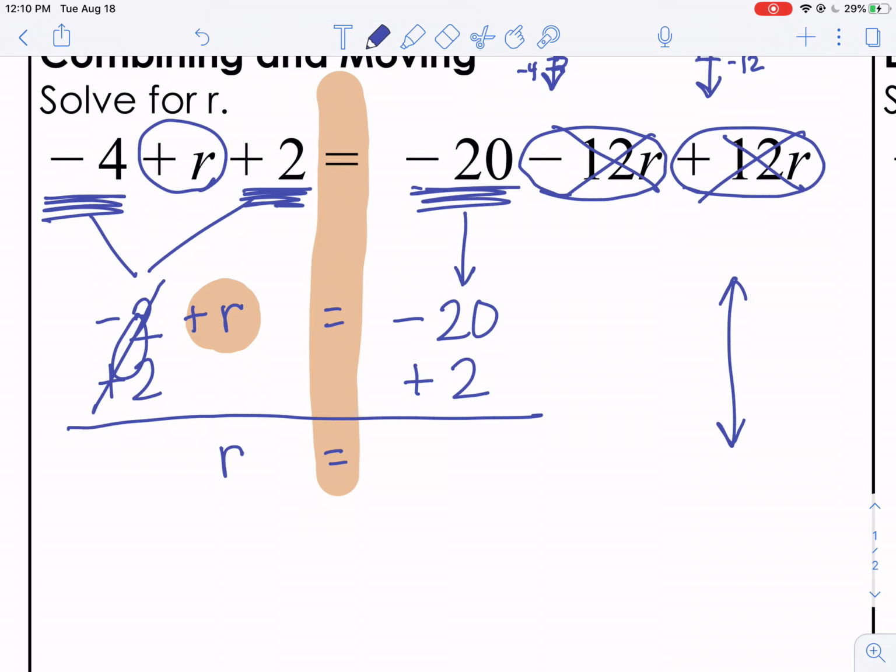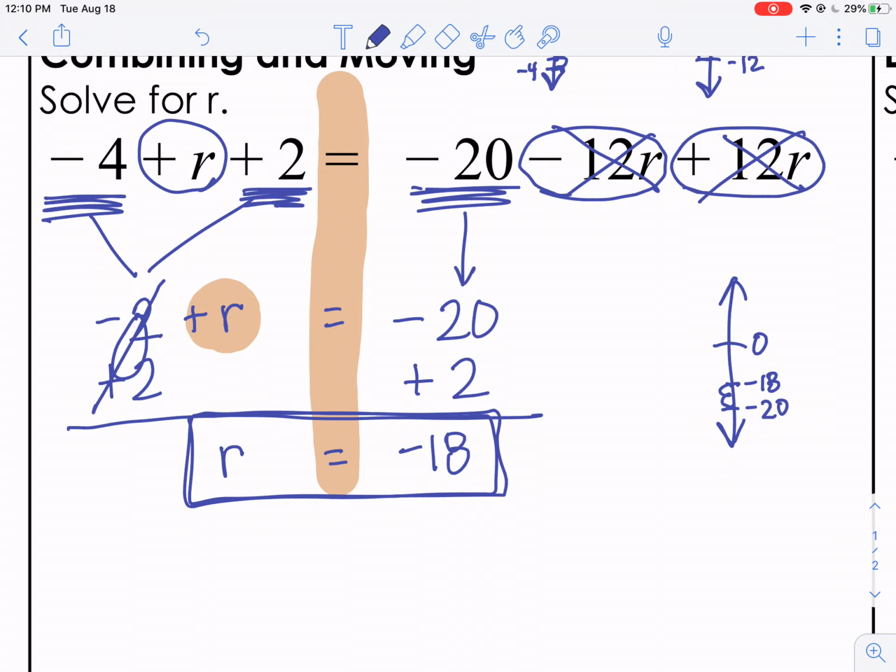So I'm at negative 20, here's 0, negative 20, and I go up 2, I'm going to get to negative 18. Right, so negative 18, that is a number equals, or a variable equals a number, so that is my answer for this problem.